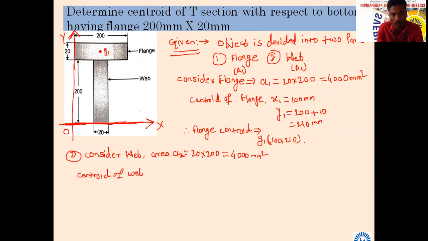Now centroid of wave. Centroid of wave, maybe it may be somewhere here. I will say it as G2. Centroid of wave G2. If I say it as x2, y2, then what will be x2, the x coordinate of the centroid for the wave?